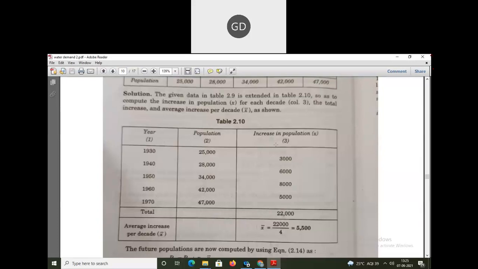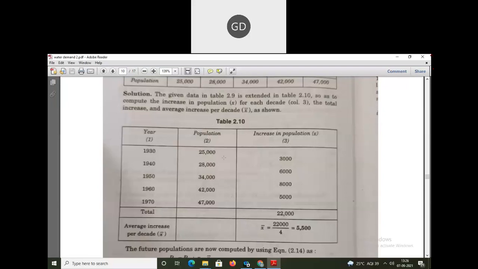So we need the increase in population. What is the increase in population for a certain decade? We have a method to find out this x. So you have to remember these three columns. For all these forecasting methods we have similar kinds of tables. If you can remember the arithmetic increase method table, you can easily go for the next method, because that also has a similar table. The first column will be year, the population is given to you, and you only need to find out the increase in population, that is your x.